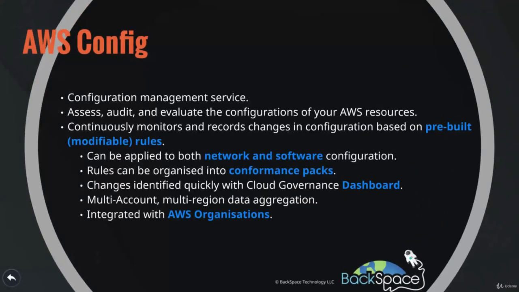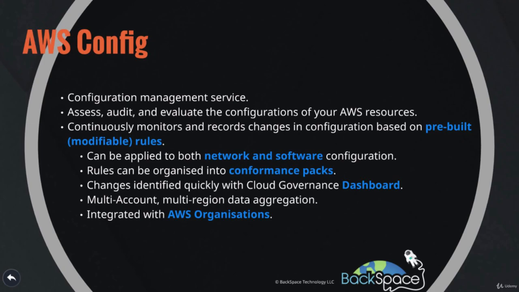It is one thing to be compliant with a standard at a point in time, and it's another thing to be able to maintain compliance with that standard when your infrastructure is changing and your software is being updated. And so that's where AWS Config comes in. It's a configuration management service running on AWS and allows you to assess, audit, and evaluate the configurations of your AWS resources.